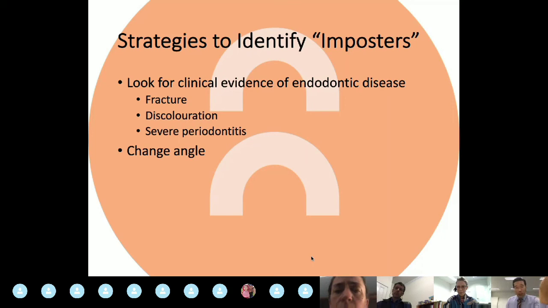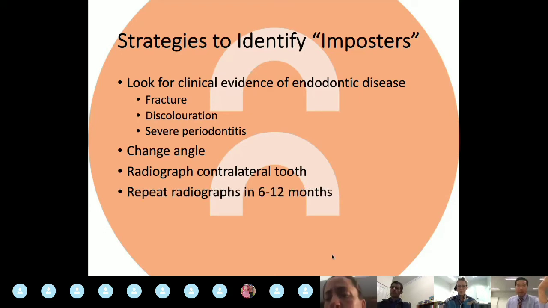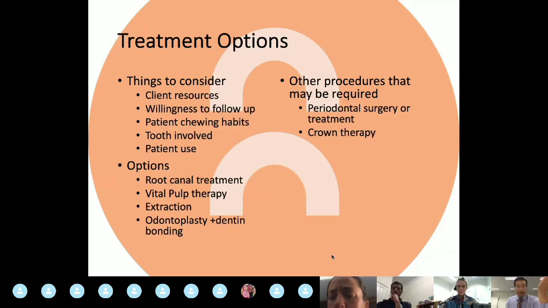We can change the angle of the radiograph and see whether the periapical lucency moves away from the apex of the tooth in question. We can radiograph the contralateral tooth and compare left versus right. And lastly, we can repeat the radiograph in 6 to 12 months if we are really not sure. The other thing you can do is send a radiograph to me for teleradiology, but these are the other strategies I tend to rely on first.